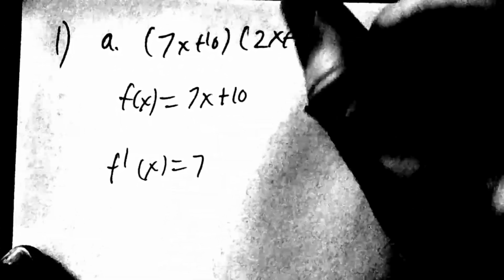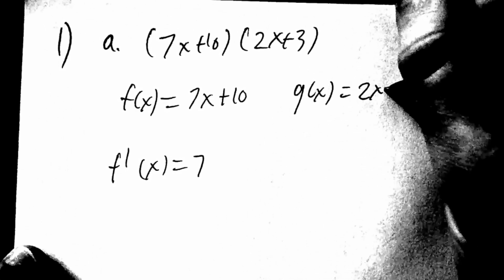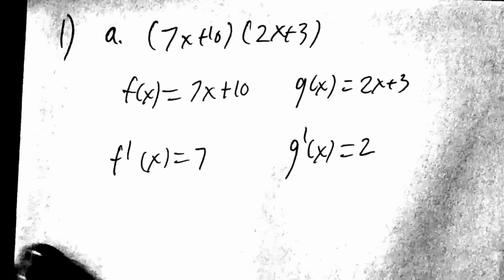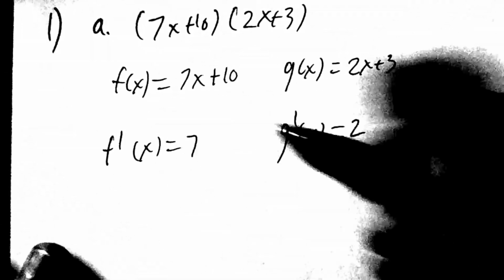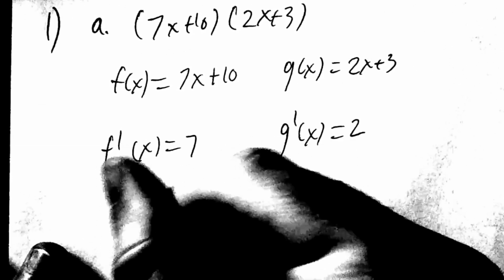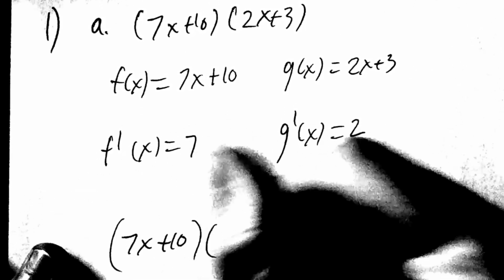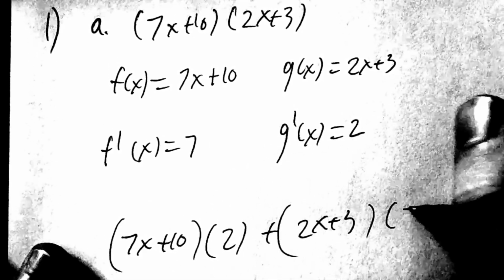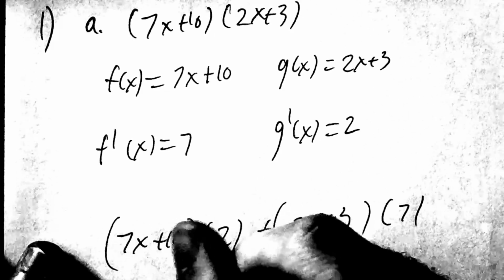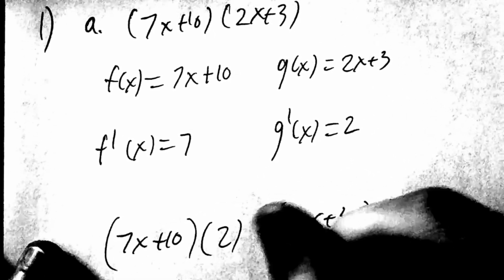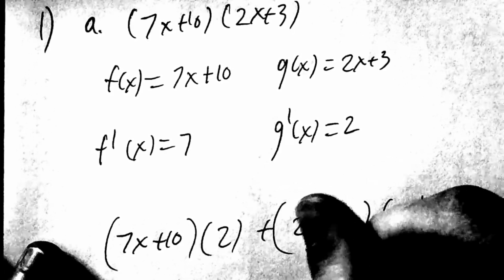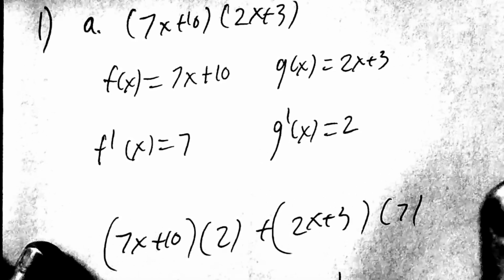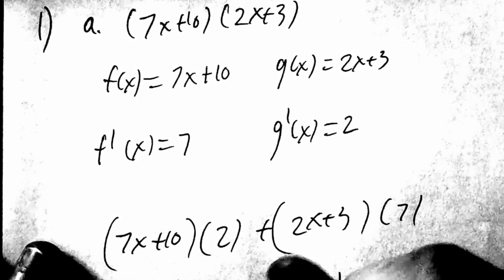So we have f of x equals 7x plus 10, g of x equals 2x plus 3. Derivatives are 7 and 2 respectively. And so I'm going to do left d right plus right d left. So it's going to be 7x plus 10 times 2 plus 2x plus 3 times 7. That's 14x plus 20 plus 14x plus 21, which gives me 28x plus 41.